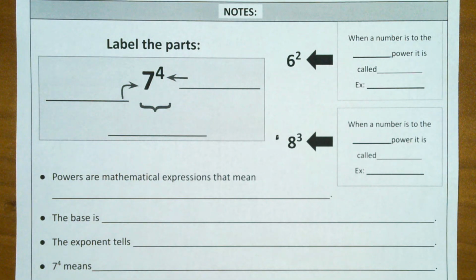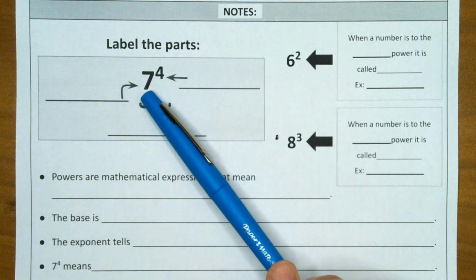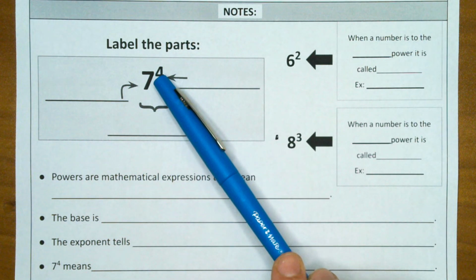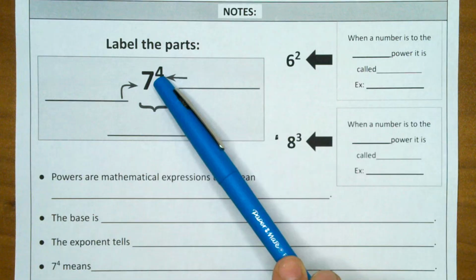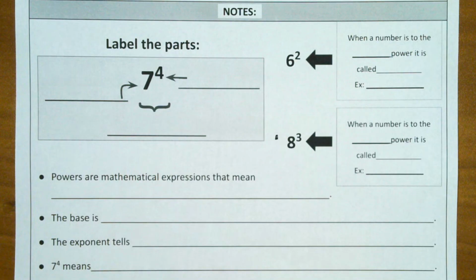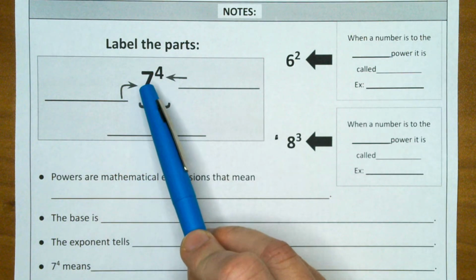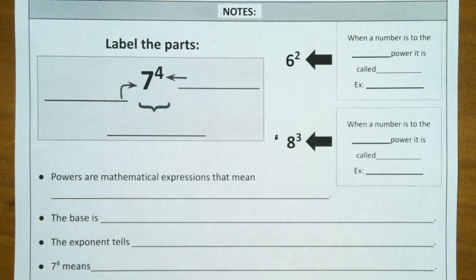Let's take a look at the parts of an exponent. When we look at an exponent, we have a big number like we normally see in math, and then we have a small number in the top right corner. When you're writing exponents, it's really important that your exponent is small and in the corner so that this looks like 7 to the 4th power and not 74.